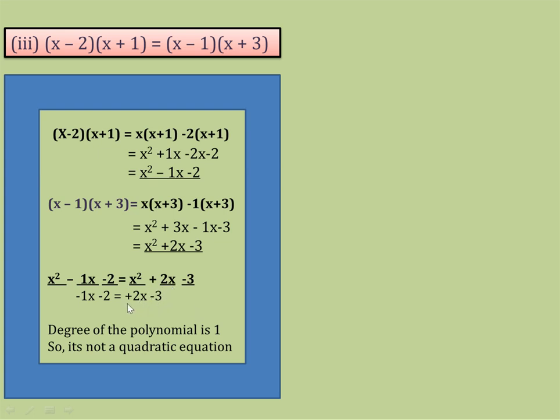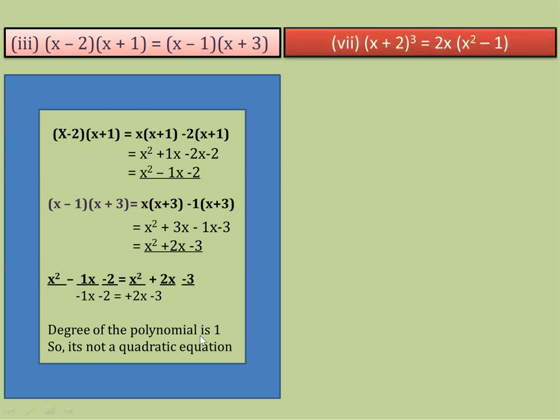Now in this final equation, see the degree of x, the degree of x is 1. Here also the degree of the equation is 1. So we say that the degree of the polynomial is 1, so it's not a quadratic equation. Okay, that's very important.